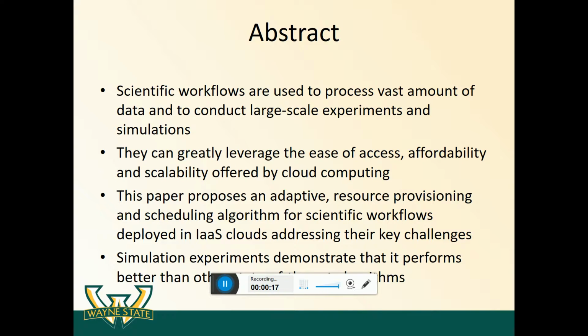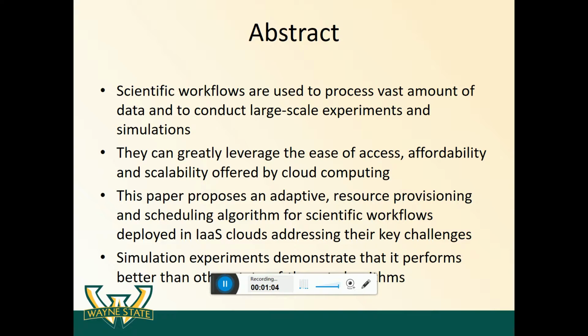Scientific workflows describe series of structured activities and computation that arise in scientific problem solving. Scientific workflows are used to process vast amount of data and to conduct large-scale experiments and simulations. They can greatly leverage the ease of access, affordability, and scalability offered by cloud computing. Cloud computing is the practice of using a network of remote servers hosted on the internet to store, manage, and process data rather than a local server or a personal computer.